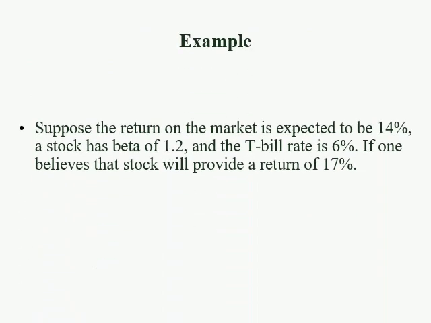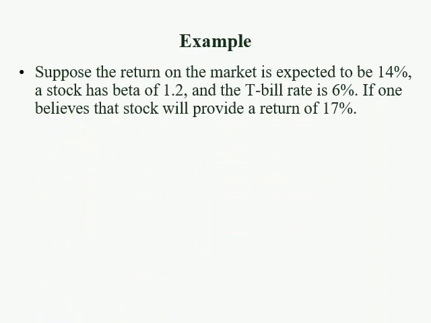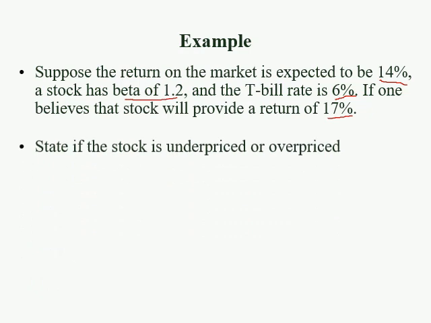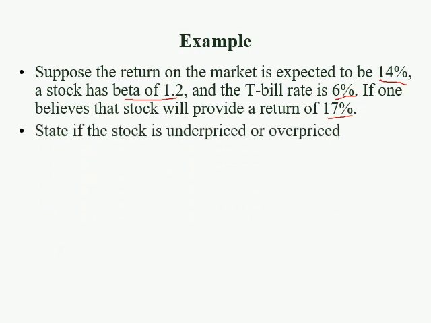Here is the example. Suppose the return on the market is expected to be 14%. That's the expected return of the market, or ERM. A stock has beta of 1.2 and the T-bill rate is 6%. That is the risk-free rate. If one believes that the stock will provide a return of 17%, that is the actual return, state if the stock is underpriced or overpriced.